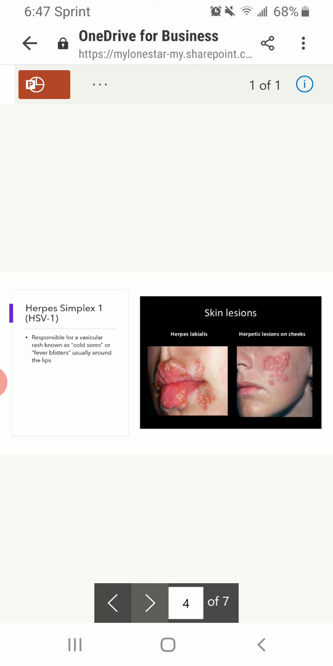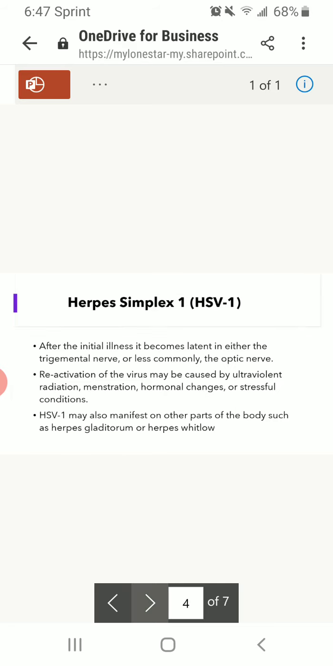Herpes simplex 1 is responsible for a vesicular rash known as cold sores, or you may also know it as fever blisters. They're usually around the lips. So here I have a picture of one that's on the lips and then another one that's on the cheeks. After the initial illness, the herpes virus becomes latent in the trigeminal nerve, sometimes also called the optic nerve.